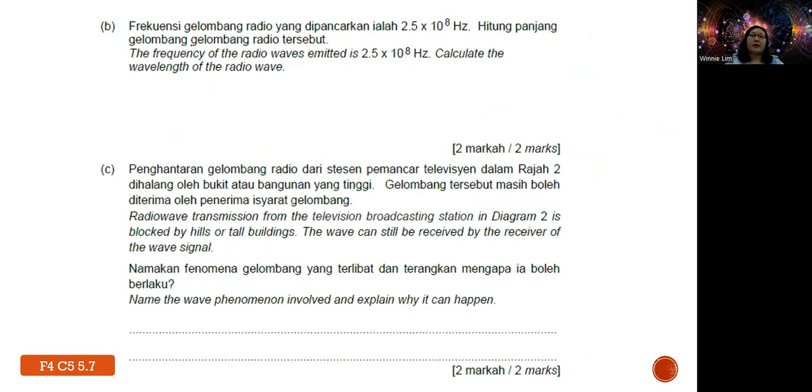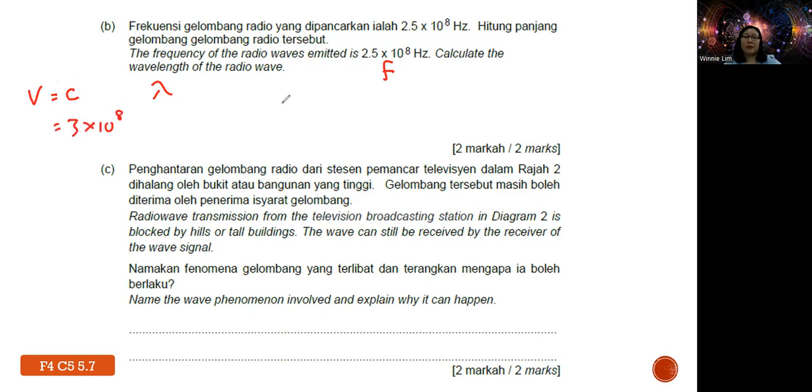Next one. The frequency of the radio wave emitted is 2.5 times 10 power 8 hertz. Calculate the wavelength of the radio wave. Generally, given the frequency, they want you to calculate the wavelength, and not to mention the speed is generally the speed of light, which is 3 times 10 power 8.